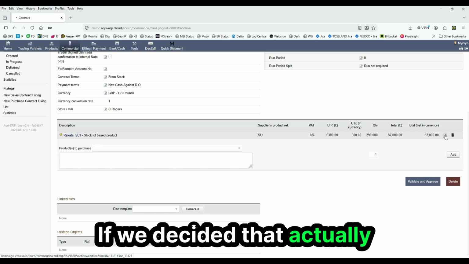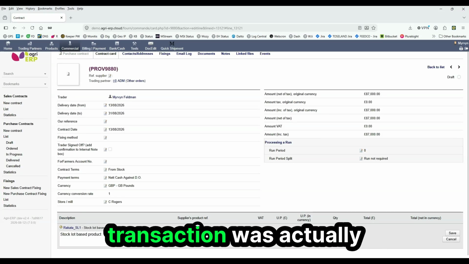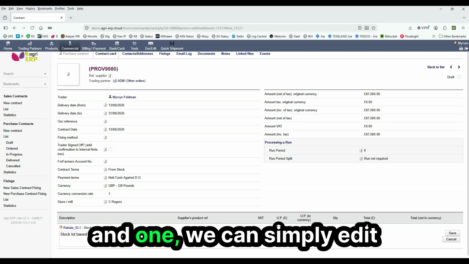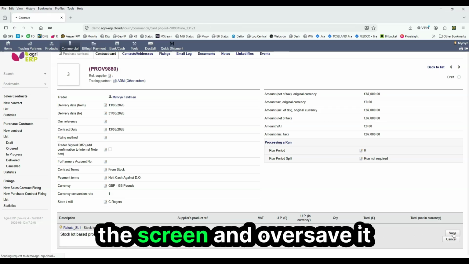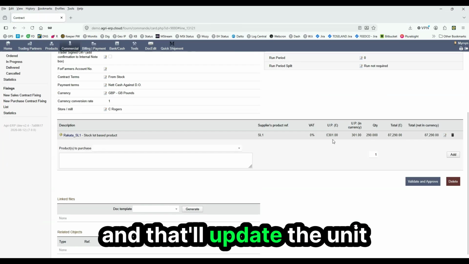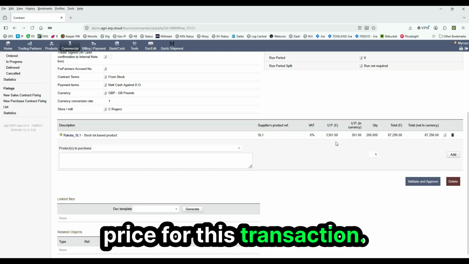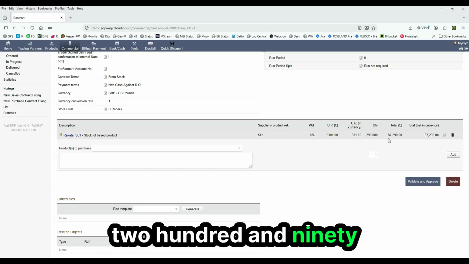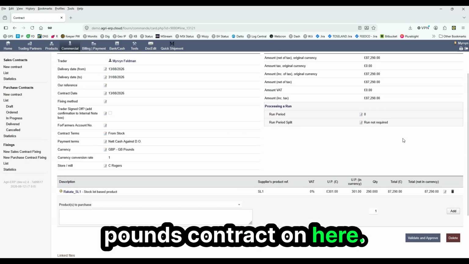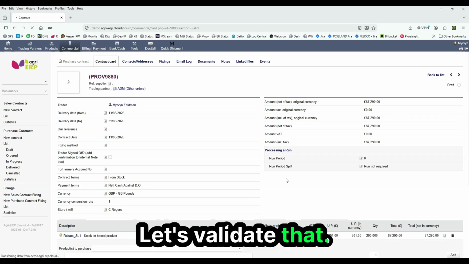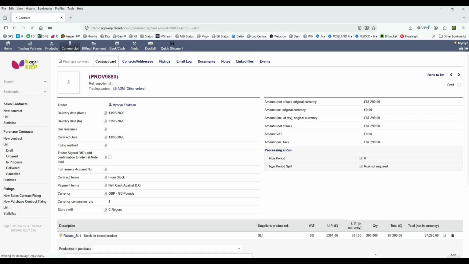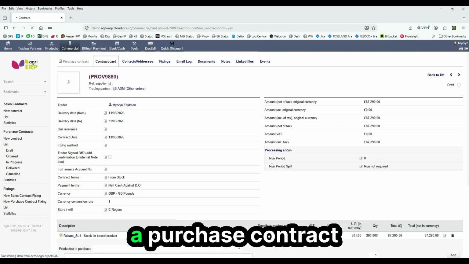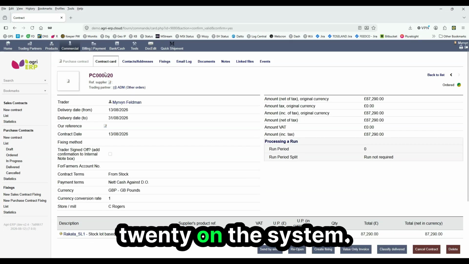If we decided that actually the unit price of this transaction was going to be 301, we can simply edit the screen and overwrite it, and that'll update the unit price for this transaction. So we've got an £87,290 contract on here. Let's validate that. And then it'll give us a purchase contract number, purchase contract 20 on the system.